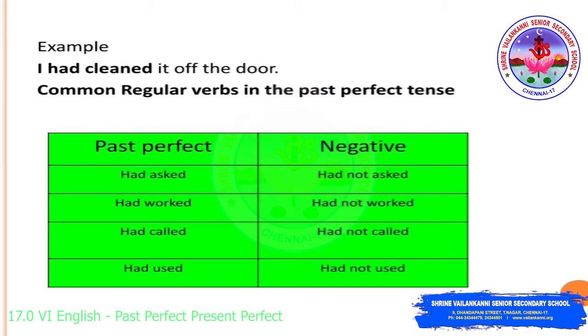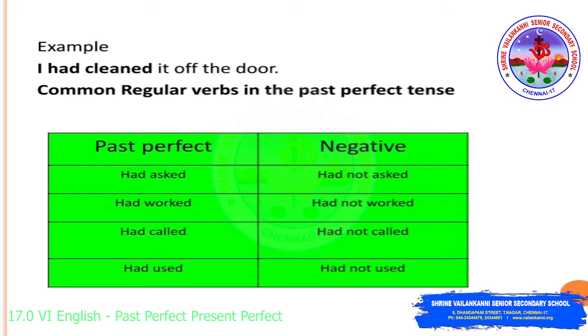Okay. To ask. How will you convert it into past perfect tense? Had asked. In a negative statement, it is had not asked. To work, had worked, or had not worked in negative statement. To call, had called. In negative statement, it is had not called. To use, had used. In negative statement, it changes into had not used.